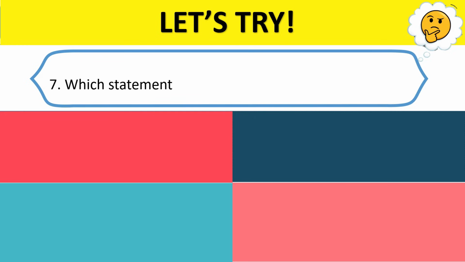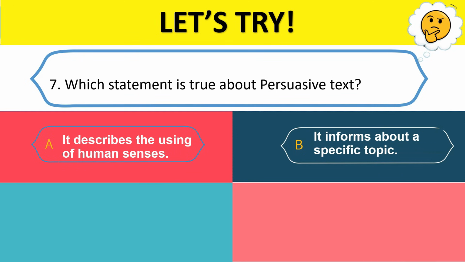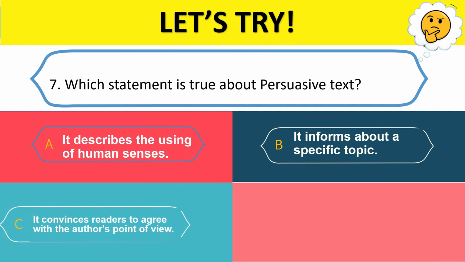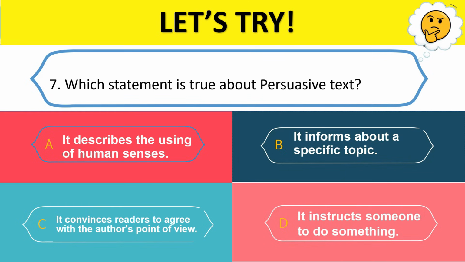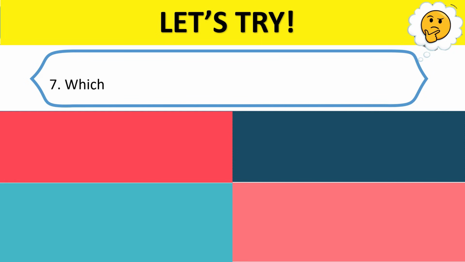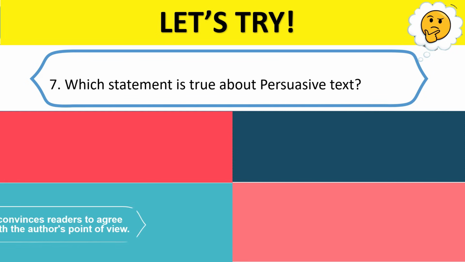Number 7. Which statement is true about persuasive text? A. It describes the using of human senses. B. It informs about a specific topic. C. It convinces readers to agree with the author's point of view. And letter D. It instructs someone to do something. What do you think is the correct answer? The correct answer is letter C.